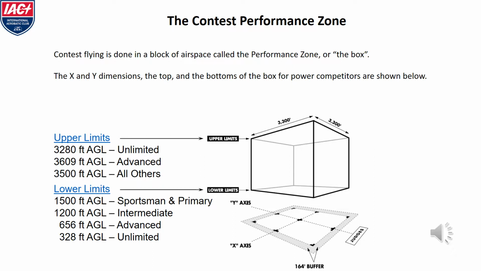The performance zone for a competition flight is called the box. It is 1,000 meters wide and 1,000 meters deep. The top and the floor of the box for power competitors are shown here. Most importantly, each competition category has a different floor altitude, which is set based on the expected skill level and experience of the competitors in those categories.